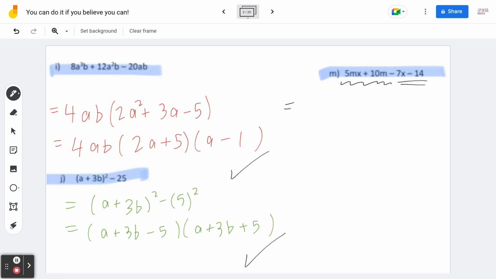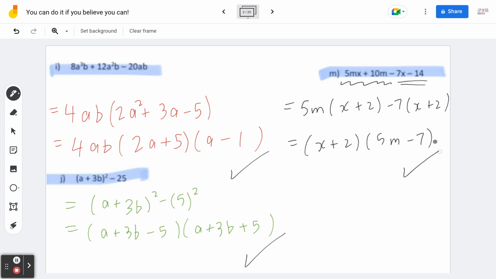Welcome back, everybody. Again, there's a common factor of 5m, which means in the brackets will be x plus 2. In the second pair, there's a common factor of negative 7, and again in the brackets will be x plus 2. Notice there's a common factor of x plus 2, which means in the second bracket, it's going to be 5m minus 7, just like that.